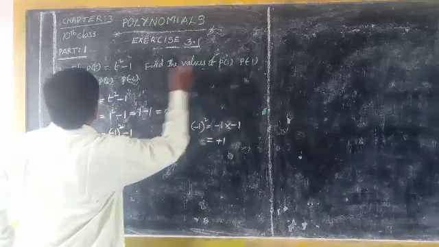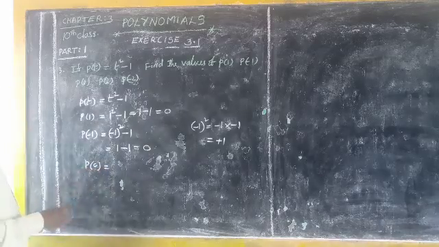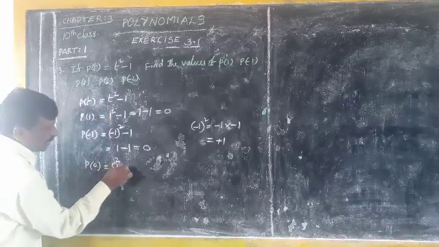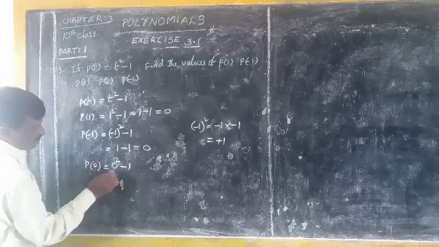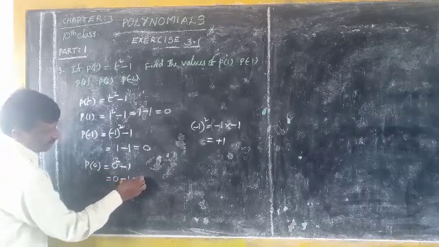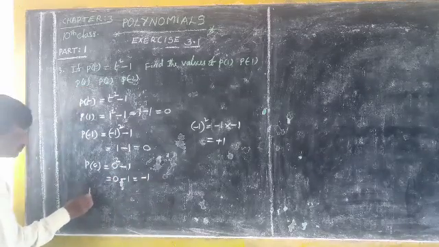Next, p of 0. Instead of t put 0. 0 square minus 1. 0 square means 0 into 0, which is 0. 0 minus 1, the value is minus 1.